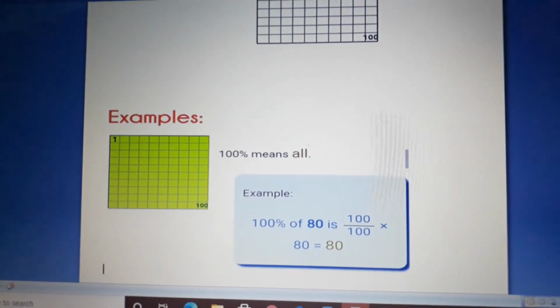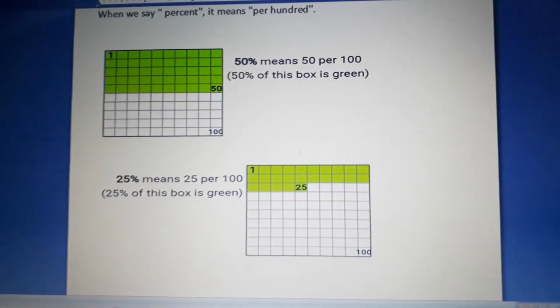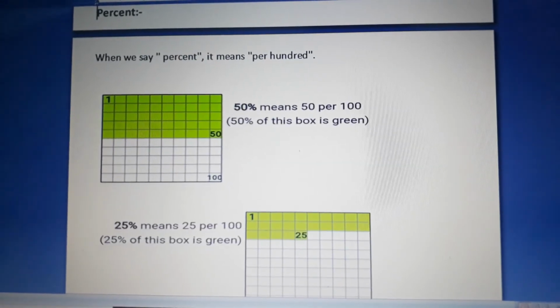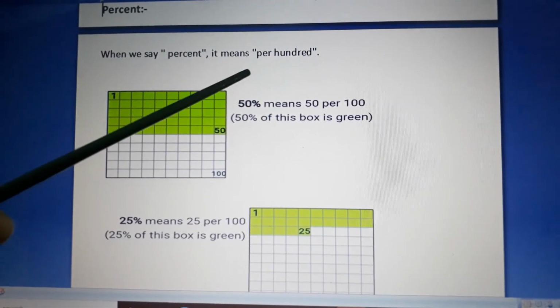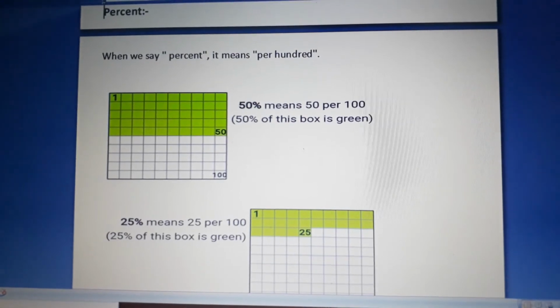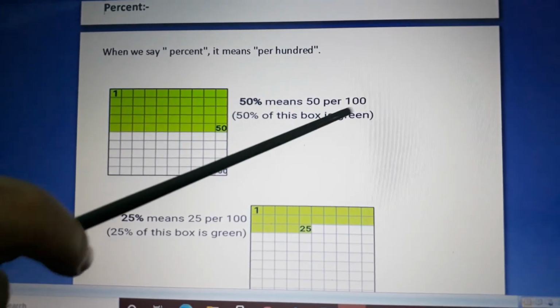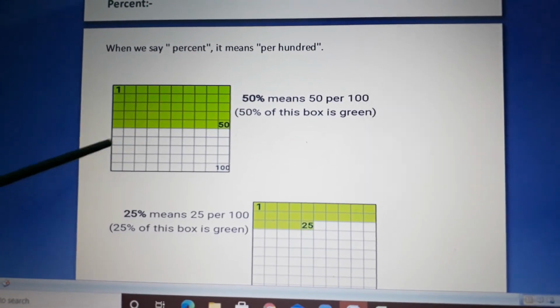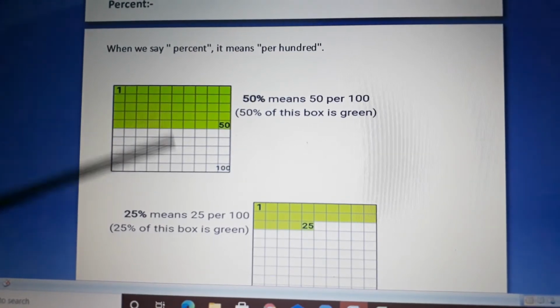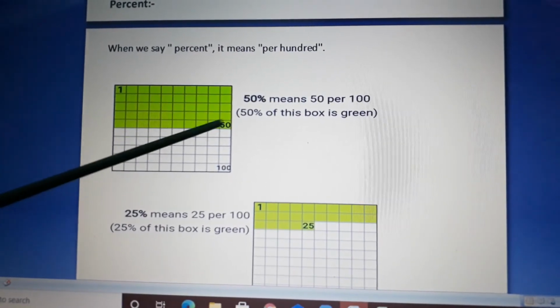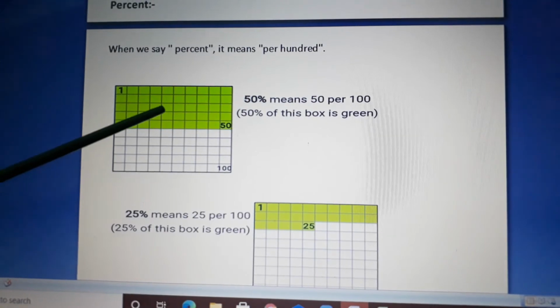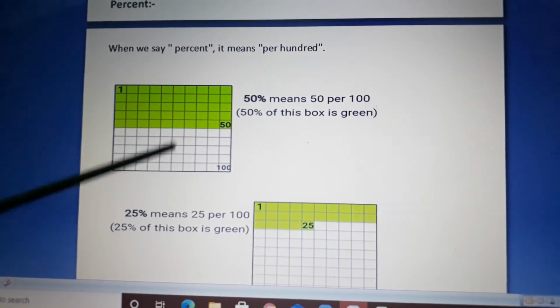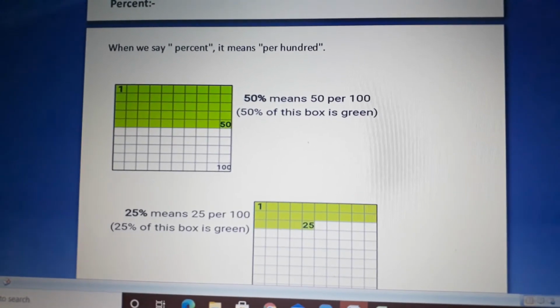Now our next topic is percentage. When we say percent, it means per 100. 50% means 50 per 100. Here you can see this box is divided into small 100 divisions and 50 parts are shaded. So 50 upon 100. Okay, and 50 upon 100 is equal to 50%.